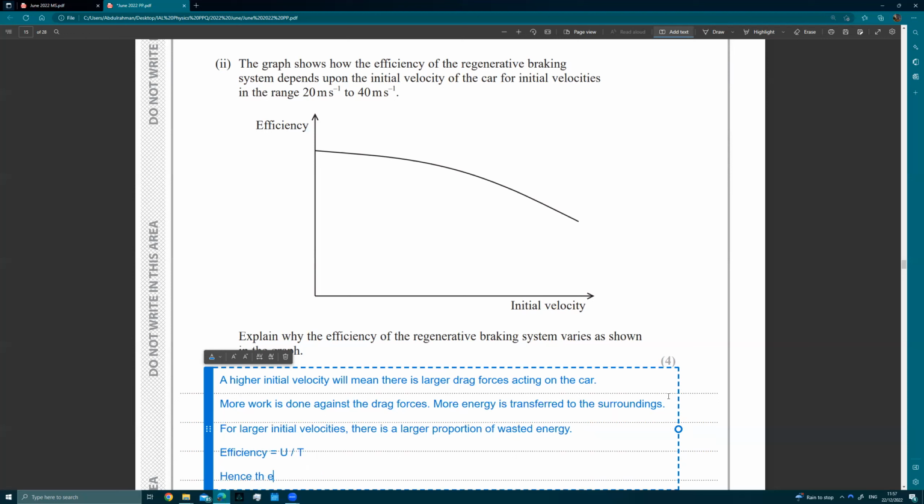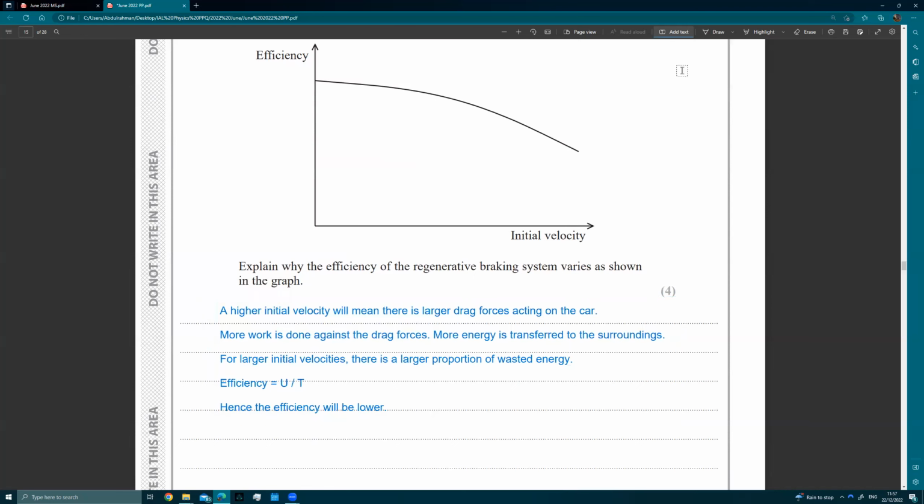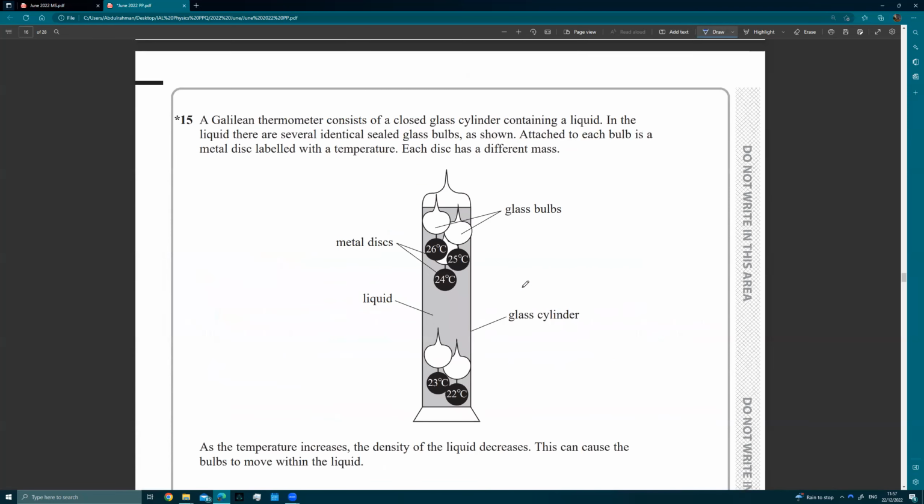Hence, the efficiency will be lower, right? Because what is the useful energy? It's the total energy. Useful energy is the total energy minus the wasted energy. But now you have more wasted energy. So that's what I mean by there is a larger proportion of wasted energy. So yeah, this should get you 4 marks.